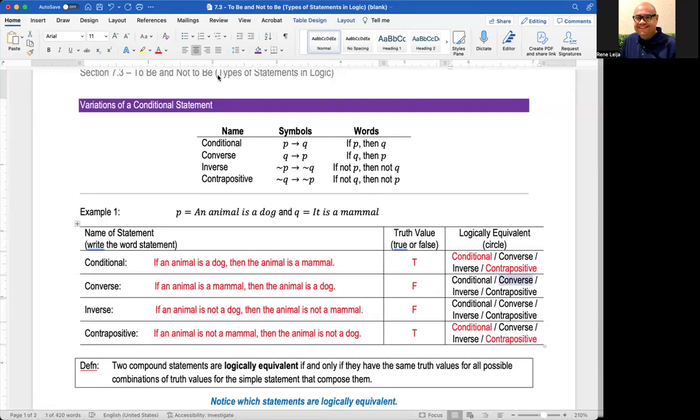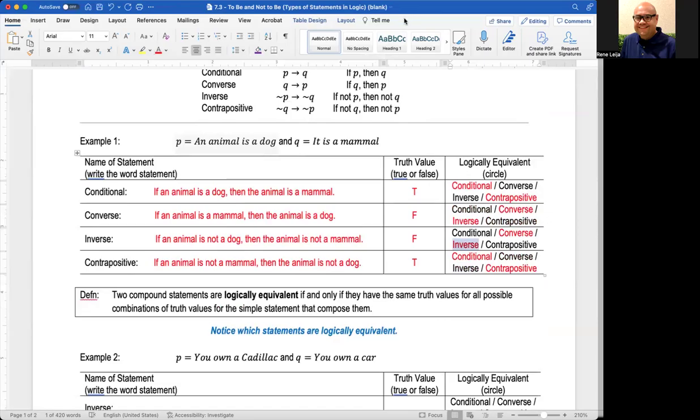I'm not sure if I'm going to have you circle or just have you draw arrows to which ones are equivalent, or just have you write out which ones are equivalent, but we'll see. Okay, so the definition: two compound statements are logically equivalent if and only if they have the same truth values for all possible combinations of the simple statements that compose them. Make sure that you note which statements are equivalent.